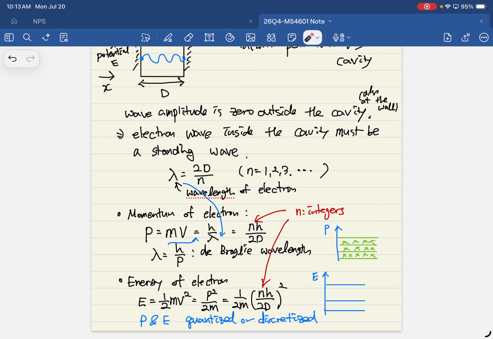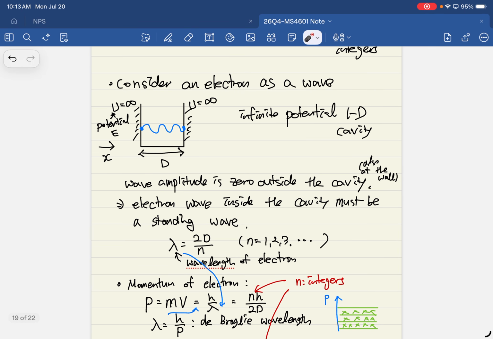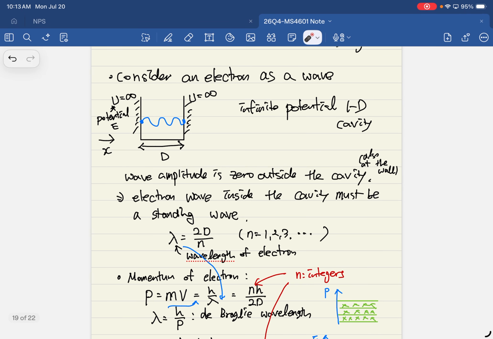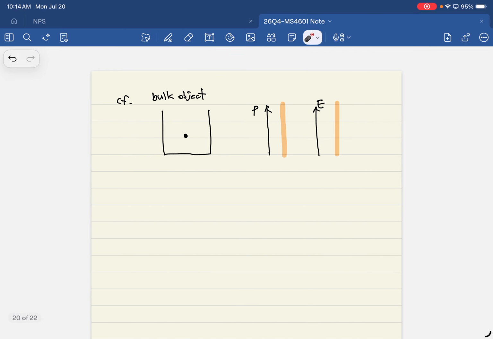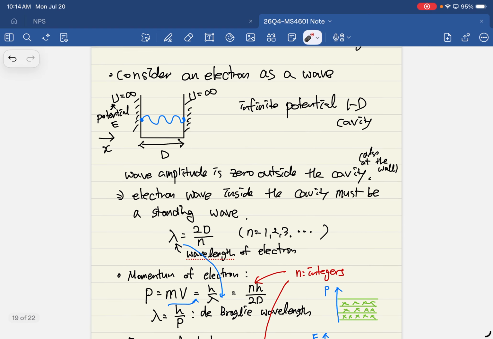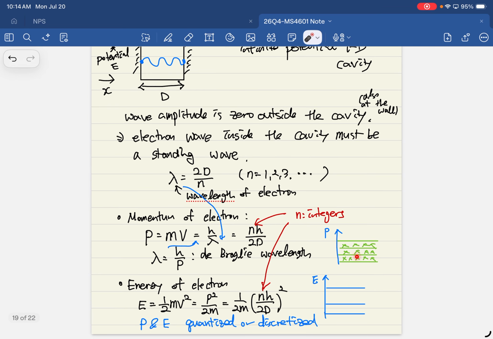So the question here is, as claimed by de Broglie, any matter can be expressed with wave characteristics. If we take this concept, why is there a discrepancy? For a bulk object, momentum and energy are continuous, but for an electron we have discretized values. How do we reconcile this conflict?